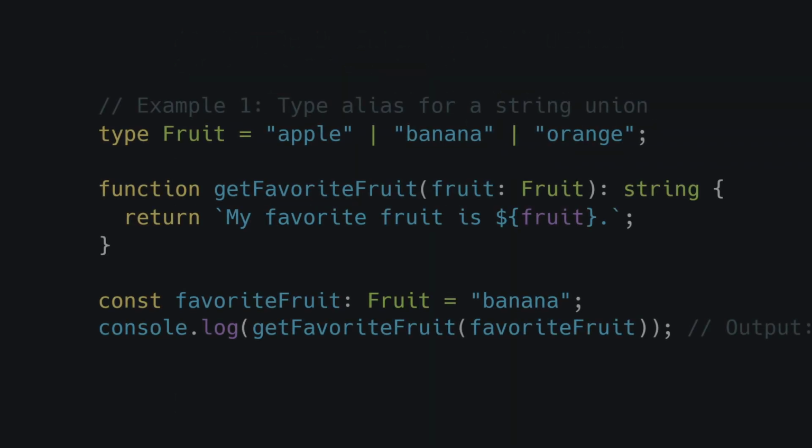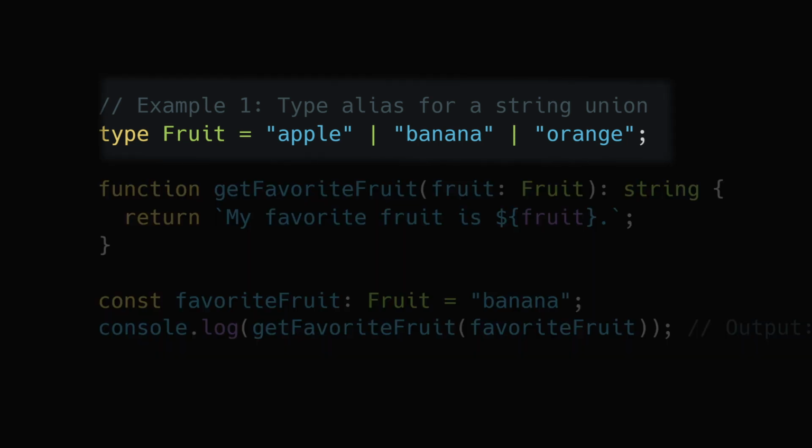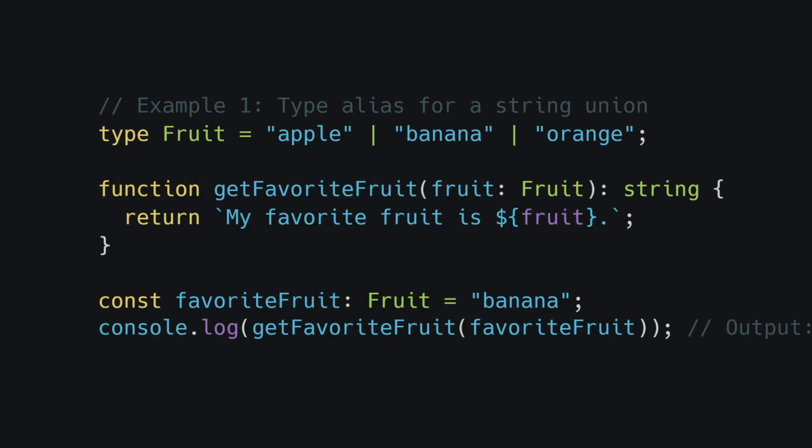In TypeScript, a type is a way to define a custom type that can represent various data structures, not just objects. Types are flexible and can represent unions, intersections, primitives, and more. In the fruit example, a type alias called fruit is defined as a string union type that can take the values apple, banana, or orange. This type represents different types of fruits that can be used in our code.